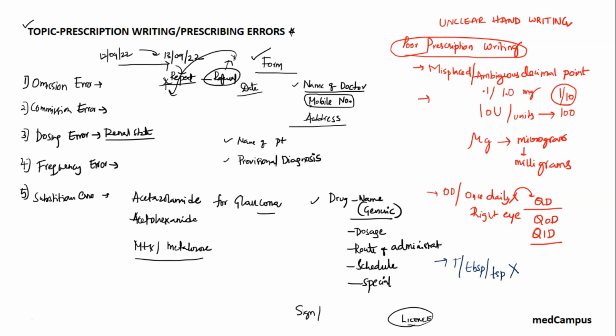And one more thing is duplication error. You might be giving two NSAIDs at the same time when they have the same function, right? So it's a duplication error. These are the basic prescribing errors.